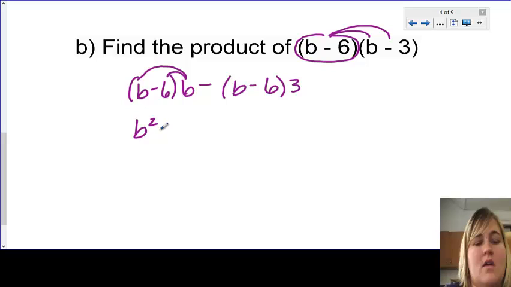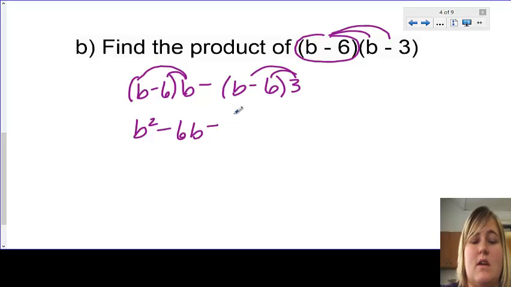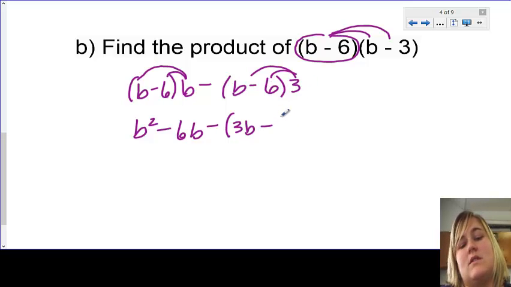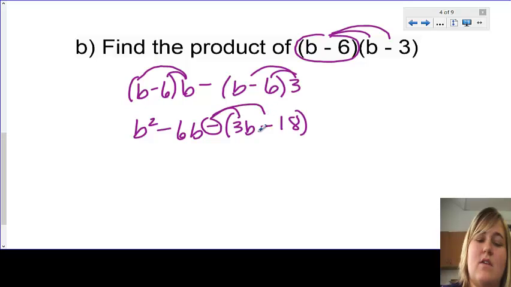Okay, so then I can take this b to both of these, so I have b times b is b squared minus 6 times b is 6b minus, now I'm going to still show my parentheses because of this negative, so I have the 3 going to both of those, so 3 times b is 3b minus 6 times 3 is 18. But I have to take this negative to everything on the inside, which is going to make this a negative and this a positive.